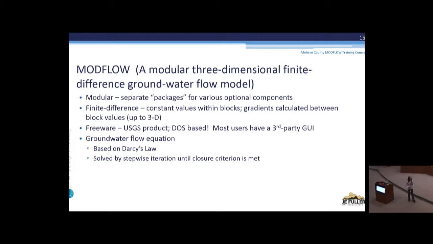Modular means there are separate packages for various optional components. There are a lot of packages in MODFLOW, but it was a new concept that you could take what you wanted and leave out what you didn't want for a groundwater model. So let's say you have an ocean next to your aquifer. You may have a saltwater interface that you need to model with some kind of different process, an advective transport process. But in the desert, we don't need that, so we can leave that package out.